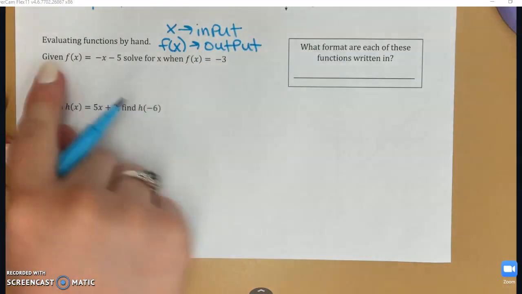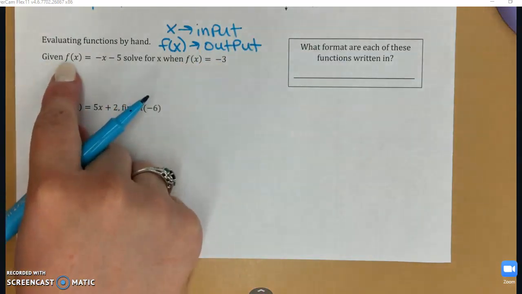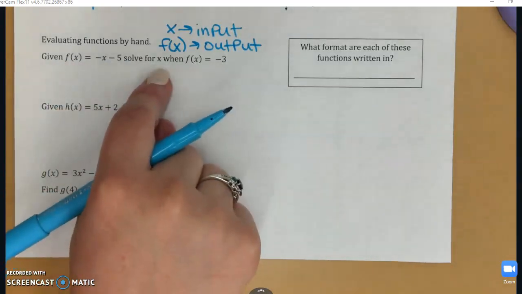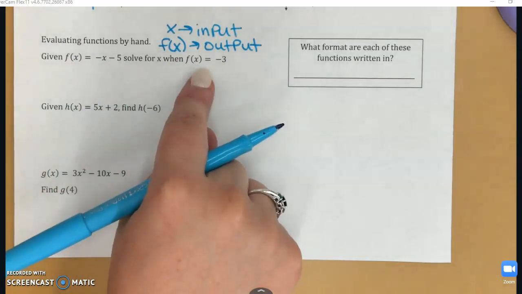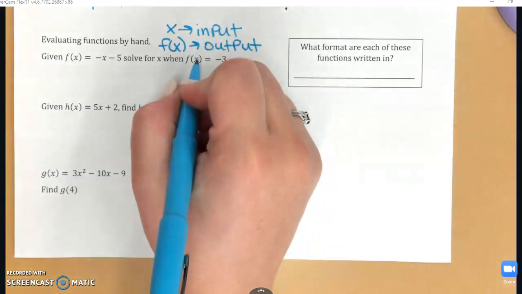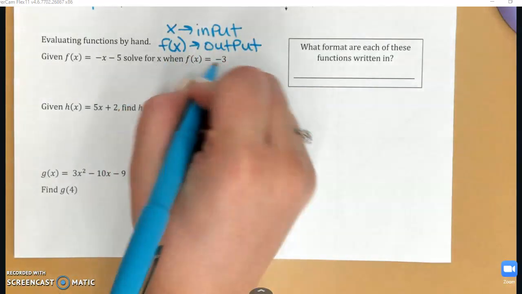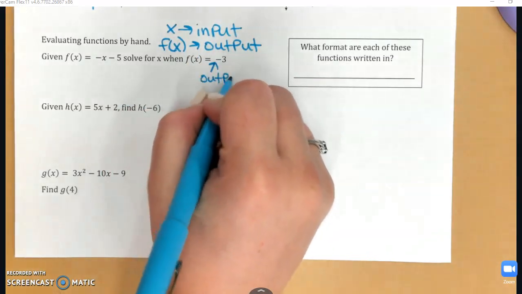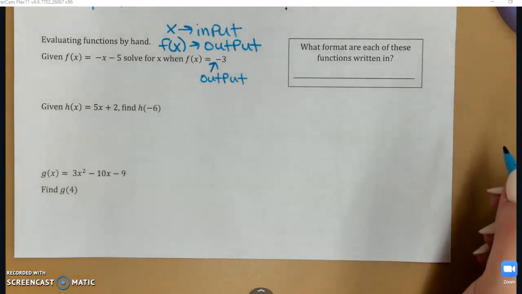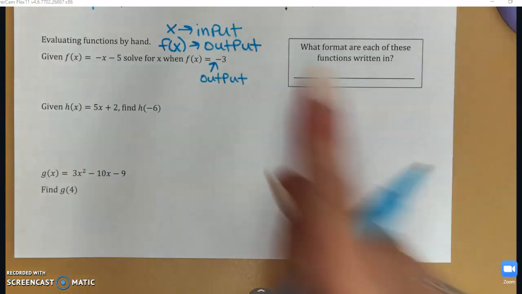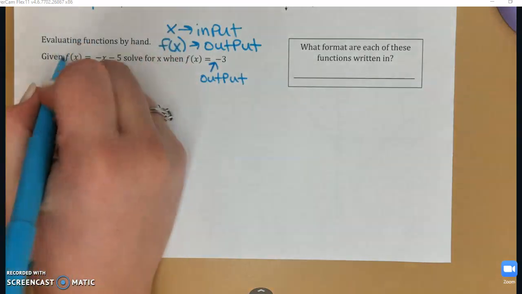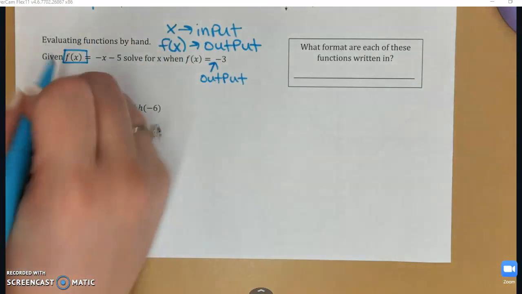So looking at this first one, given f of x equals negative x minus 5. This is my function. Solve for x when f of x equals negative 3. Now, what we're given here is if f of x equals negative 3, this is the output. I'm given the output, and I'm being asked to find the input. So I'm not going to be plugging in negative 3 for x. I'm going to be plugging in negative 3 for f of x.